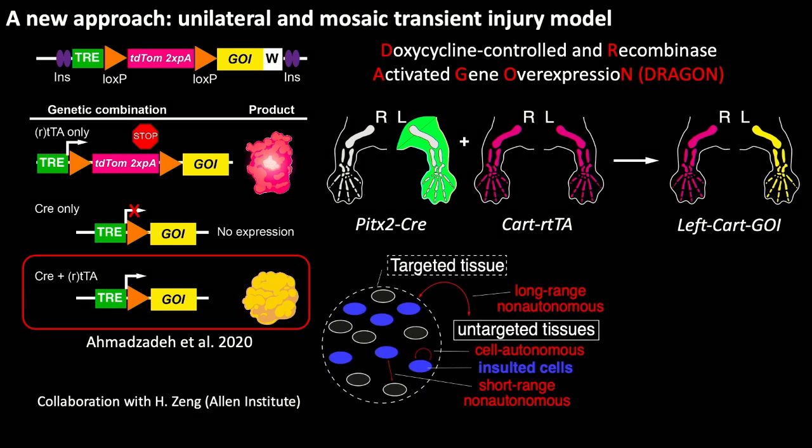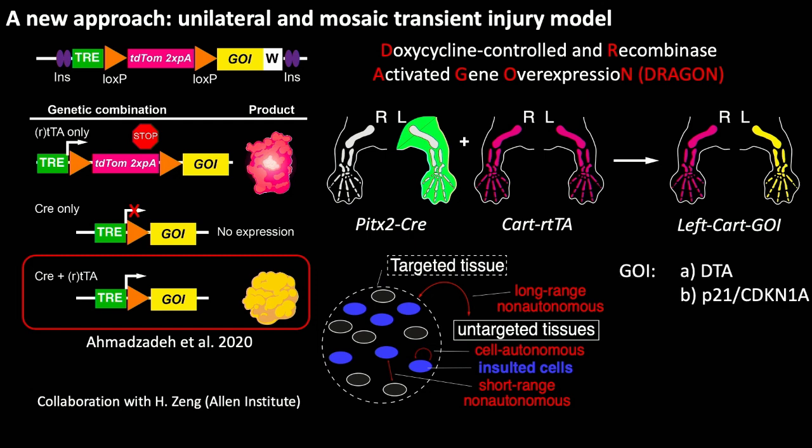Also, by titrating doxycycline, which is the drug that controls rtTA activity, we can do salt and pepper activation so that we have some cells in the targeted tissue expressing the gene of interest and others that don't. So we can study cell autonomous effects within the isolated cells. We can study short-range non-autonomous effects within cells of the targeted tissue. And we can study long-range communication with the surrounding tissues as well.